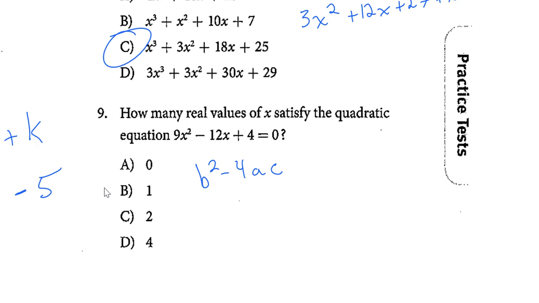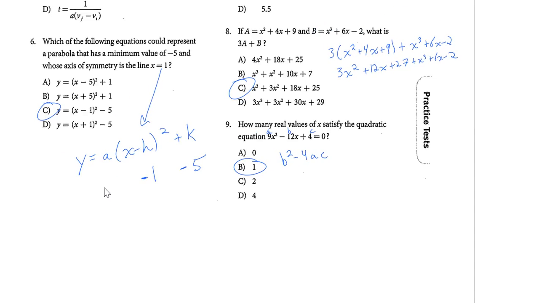If this number is greater than 0, there's 2 real solutions. If it's equal to 0, there's 1 real solution. And if it's a negative number, there's no real solutions. This just comes from how the square root function works. Here, when we calculate it out, we'll get 0. Again, this is our A, B, and our C. So that would tell us that there's 1 real solution.